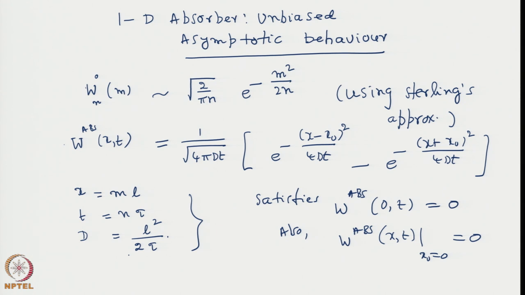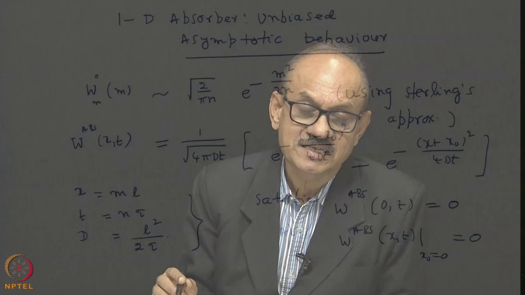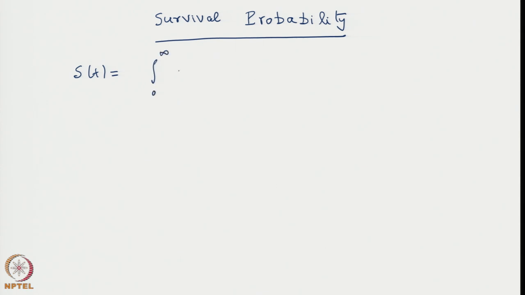We use this to answer some of our questions on the survival probabilities of the random walker in the presence of an absorber. So, we define the survival probability in this case, since it is a continuous distribution. The survival probability S(t) will be defined as, we are talking of the solution in the positive space, so it is 0 to infinity of W(x,t) dx with the absorber.